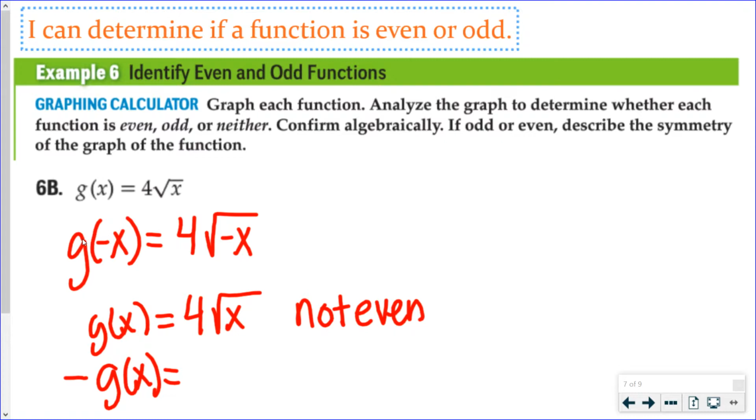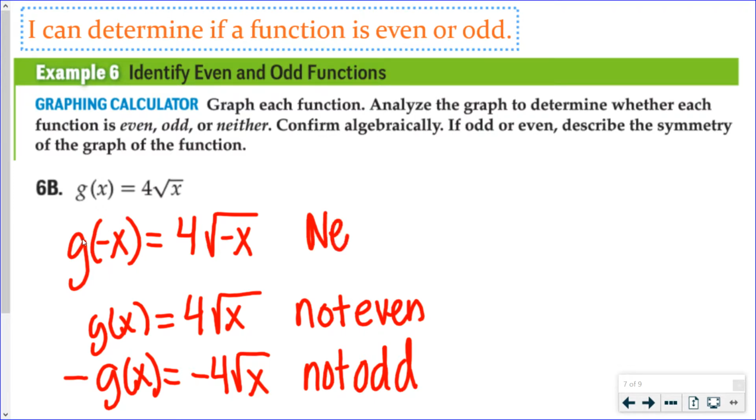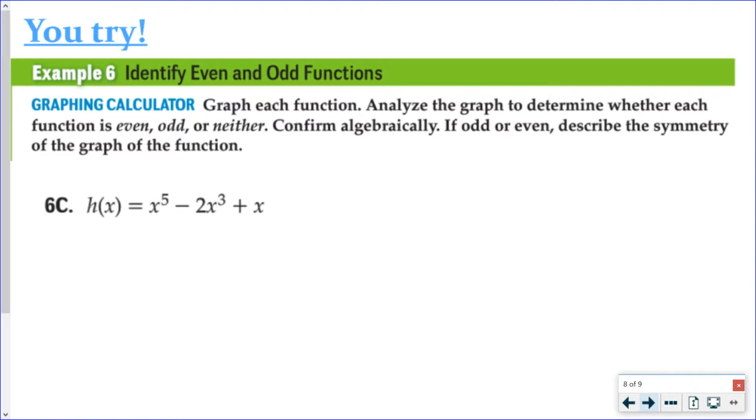For it to be odd, it would have to give me minus g of x, and that would be minus 4 times the square root of x. It's not giving me that back either, so it's not odd. So if we're not getting back even and we're not getting back odd, this is neither. None of the above. It's not even, and it's not odd.